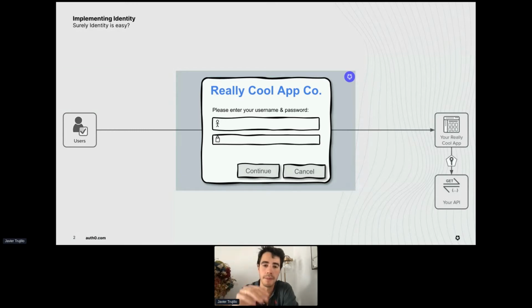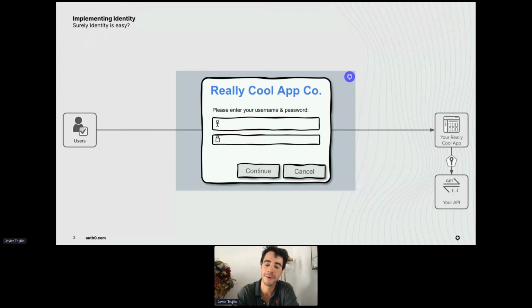Now, when people think about implementing identity themselves, most of the time they will just consider adding a login box to their applications so that users can provide credentials, typically in the form of a username and password. They will get logged in, and then they will get some kind of artifact like a cookie or a JSON web token, and they will use that artifact to access the API. All of it seems quite straightforward and easy, right?